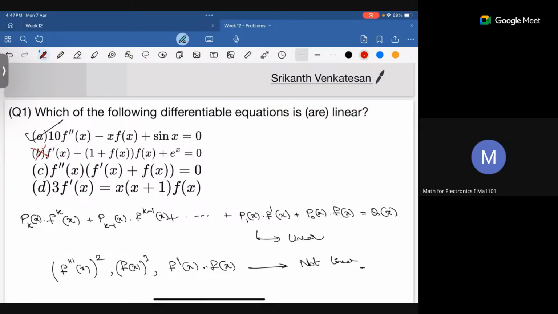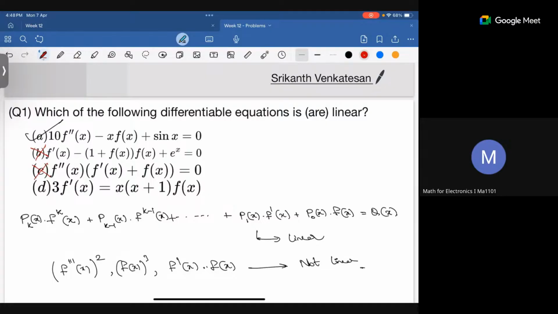And even option C, you see f double prime of x gets multiplied with f prime of x, and f double prime of x gets multiplied with f of x, which is not like in our general form, right? So in general form, f double prime is one different term, f prime of x is another different term. So there is no mix up. So here there is a mix up, which makes this not linear. This will also be not linear.